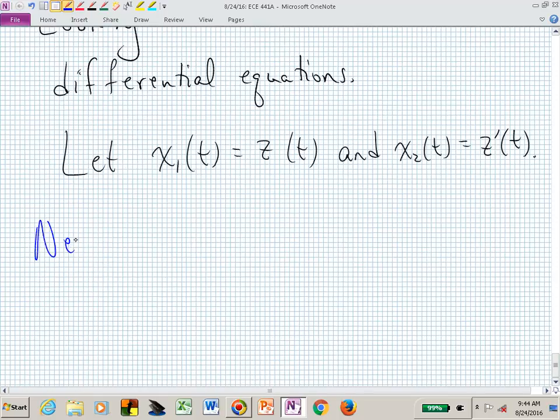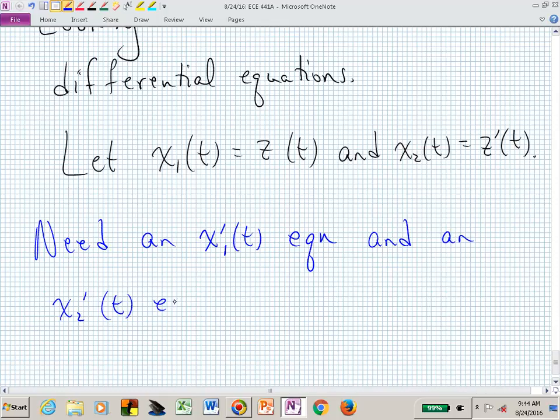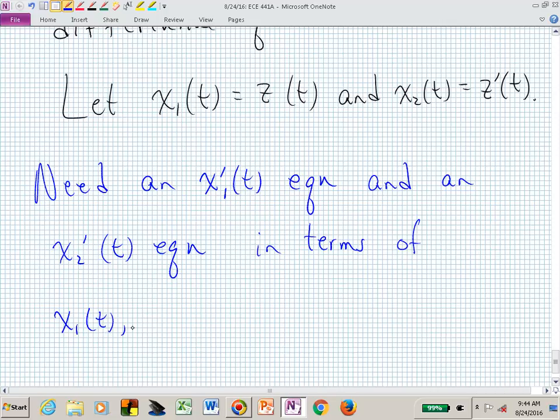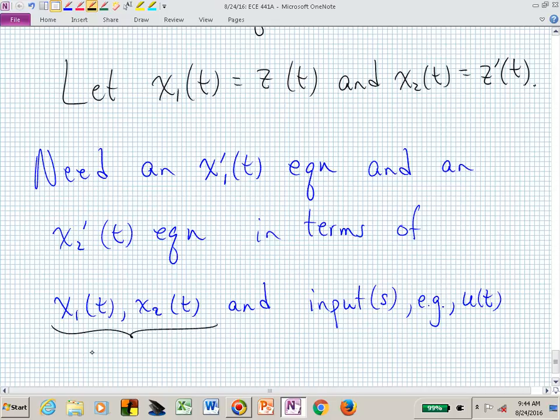Let me say what I'm trying to find. I need an x1 prime of t equation and an x2 prime of t equation, and those need to be equal to or written in terms of my state variables, x1 of t, x2 of t, and my inputs. In this case, it's just u of t, but this x1 of t and x2 are my state variables.